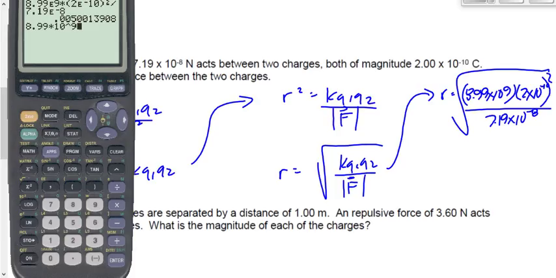Watch this. Okay, this wouldn't give me a wrong answer so far. Times it by 2 times 10 to the negative 10 squared. That's not going to give me a wrong answer yet. So far that's okay because those numbers are all on the top. But now let's divide that by 7.19 times 10 to the negative 8. Look what happens. I get 5.00 times 10 to the negative 19. Well, it's supposed to be 5.00 times 10 to the negative 3. Okay, what's the problem there?